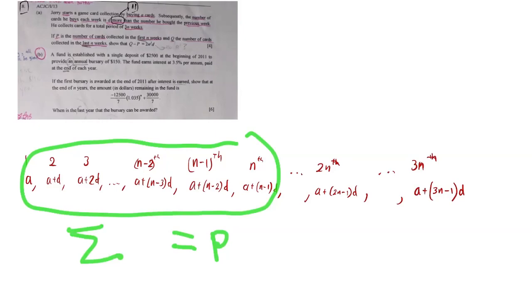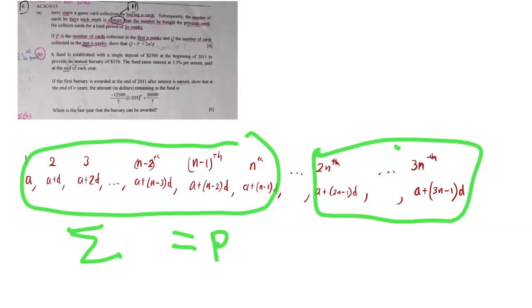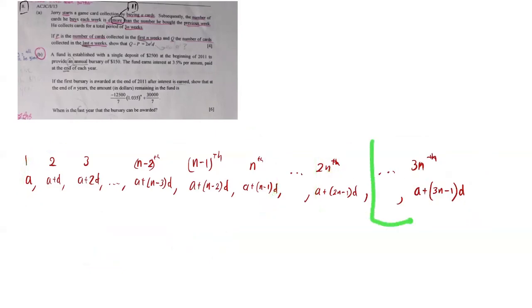And Q is the number of cards collected in the last N weeks. Last N weeks means what? Does it include the 2N week and the 3N week, all the way to the 3N week? Or do you start from the 2N plus 1 week?